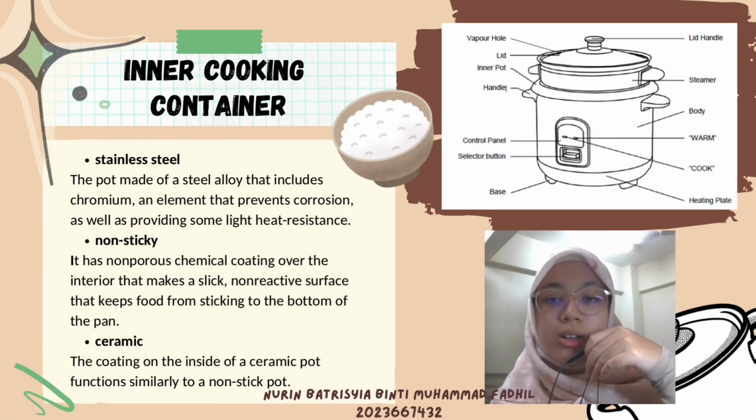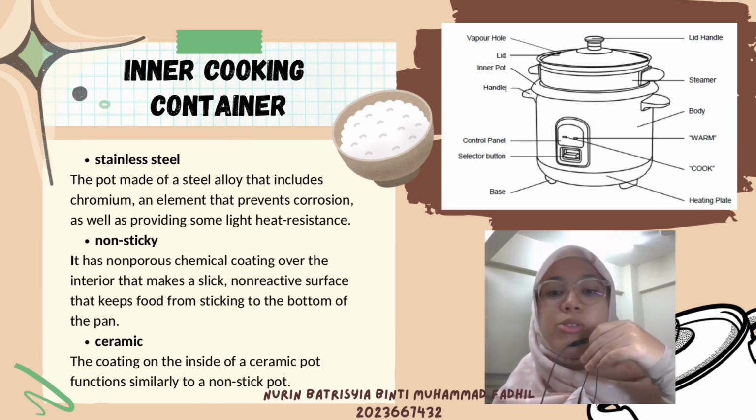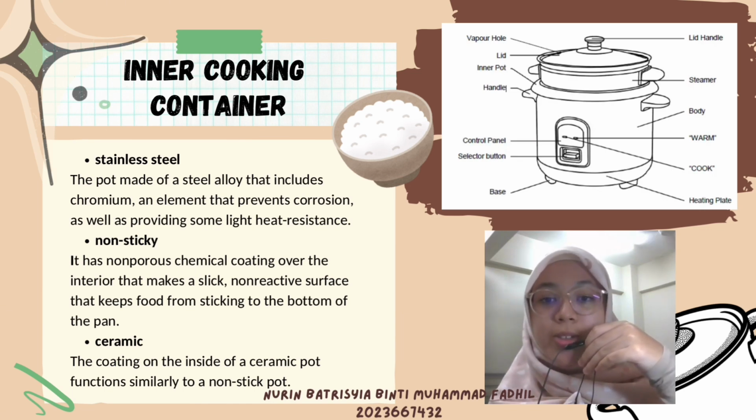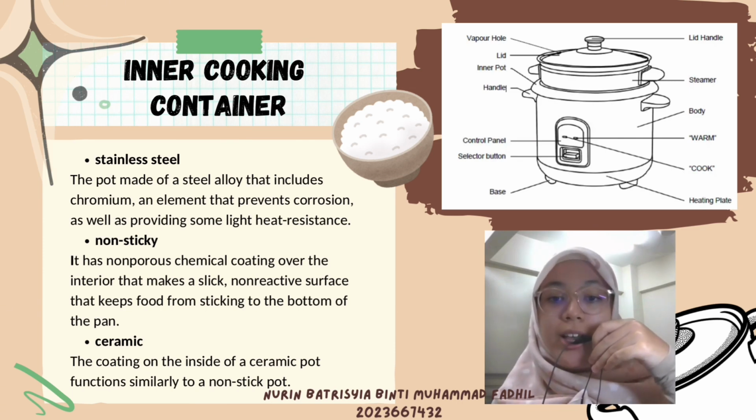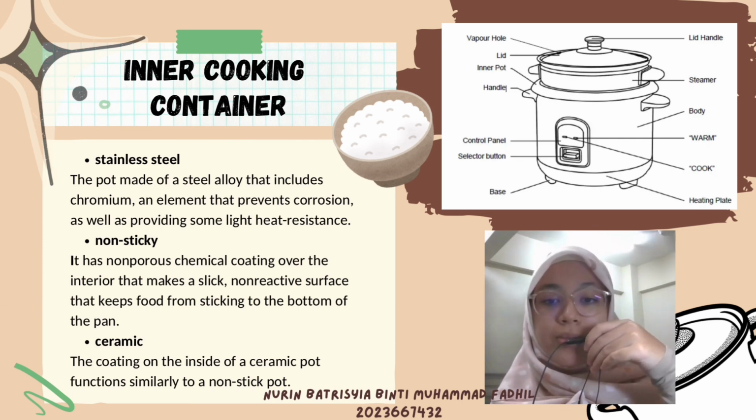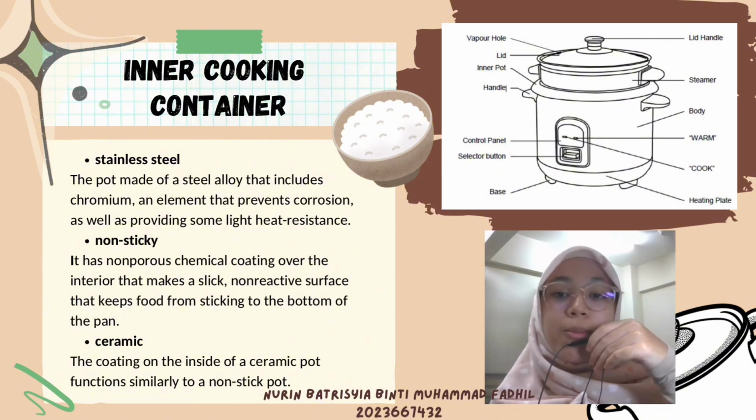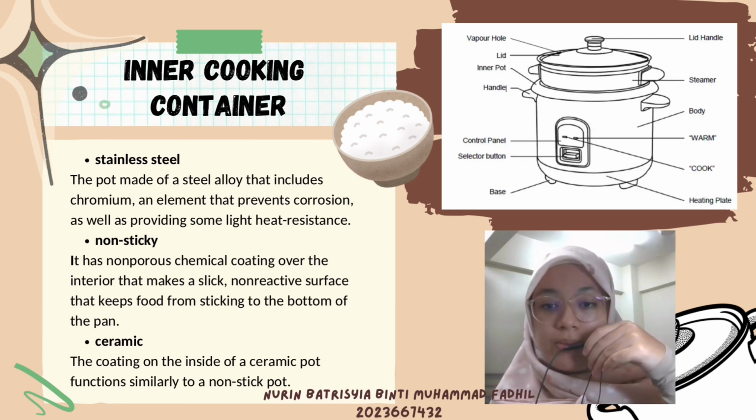So basically, next we'll be moving on with the inner cooking container. There are three types of pot. First, stainless steel. Second, non-stick. And the third is ceramic. Stainless steel: the pot is made of a steel alloy that includes chromium, an element that prevents corrosion, as well as providing some light heat resistance. So, the stainless steel pot has a lot more durability than other pots.